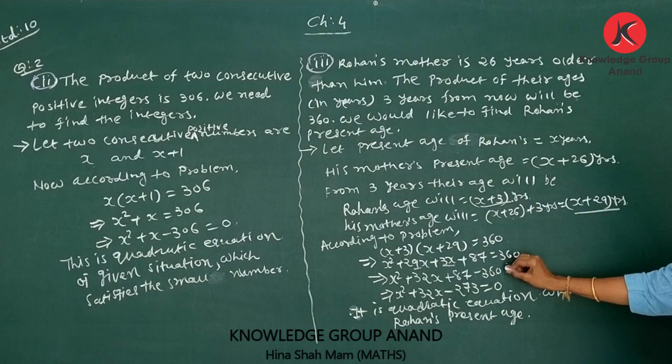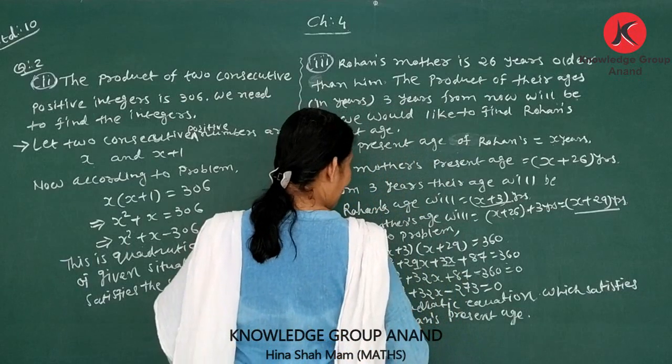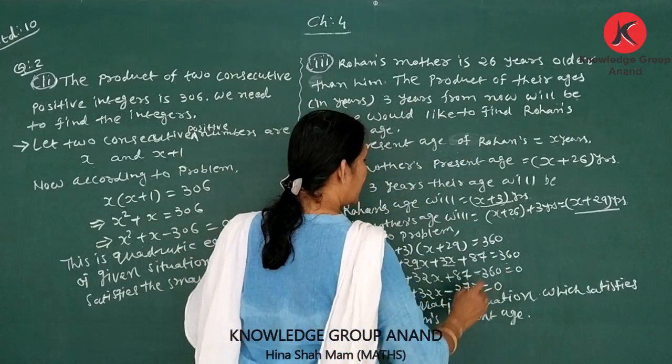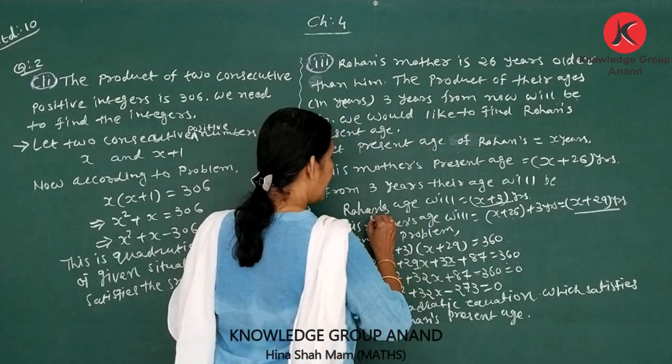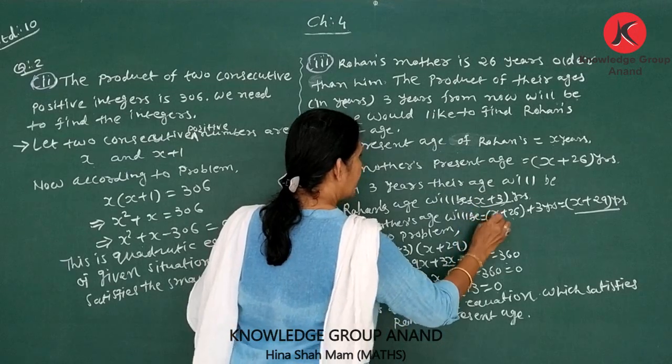Then we write 360. Simplify this quadratic equation. We get the quadratic equation x square plus 32x minus 273 is equal to 0. Rohan's present age will be equal to.